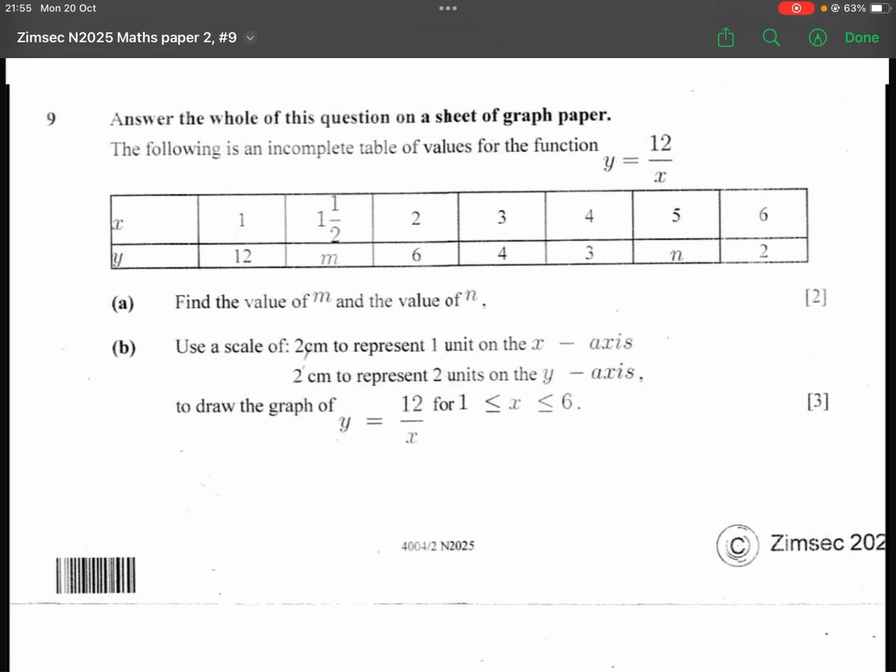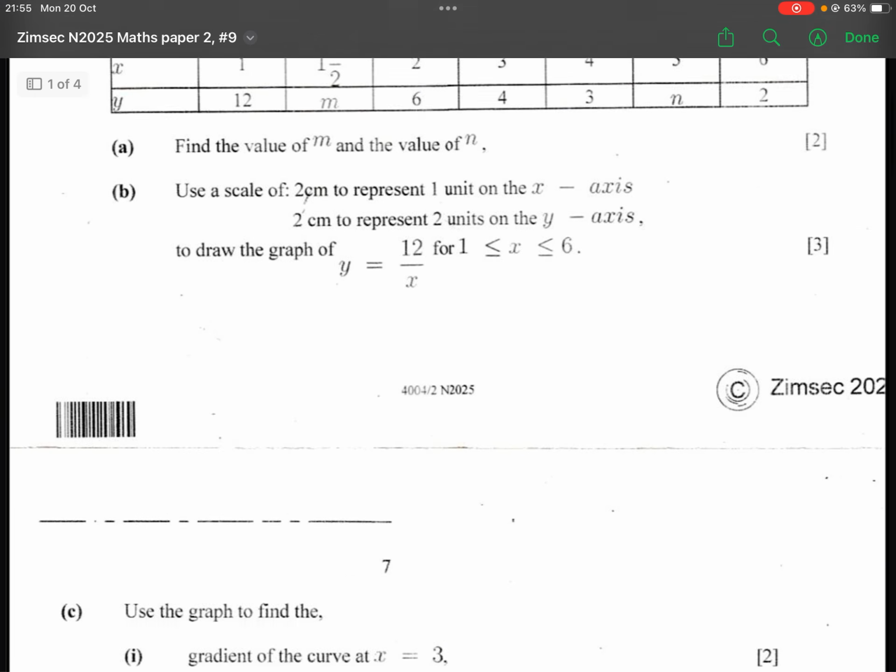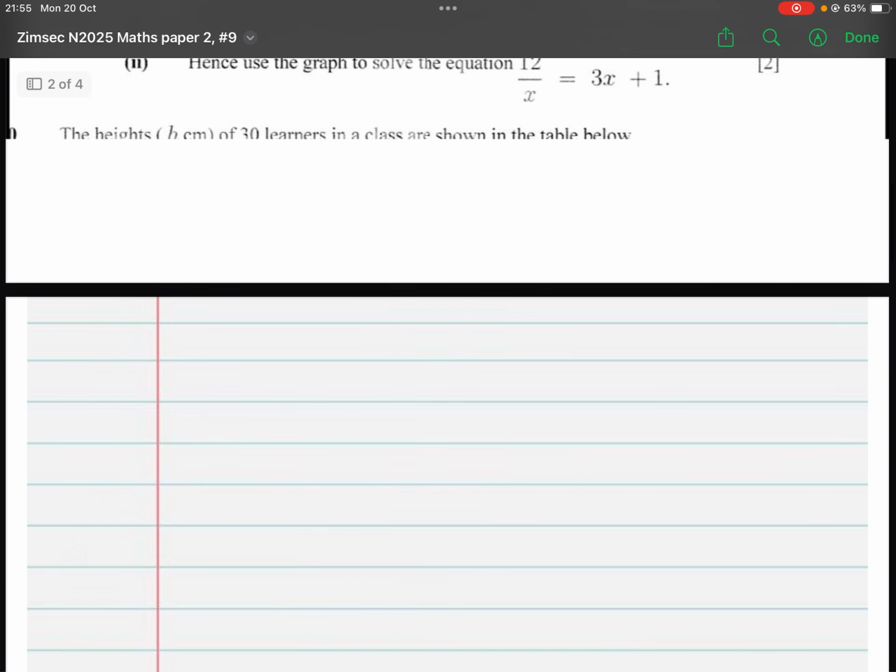So it is reading, answer the whole of this question on a sheet of graph paper. The following is an incomplete table of values for the function y is equal to 12 over x. We are required to find the value of m and the value of n. So this one is a complete question on substitution. For us to find m, we are going to substitute 1.5 on x. So let us find the value of m first.